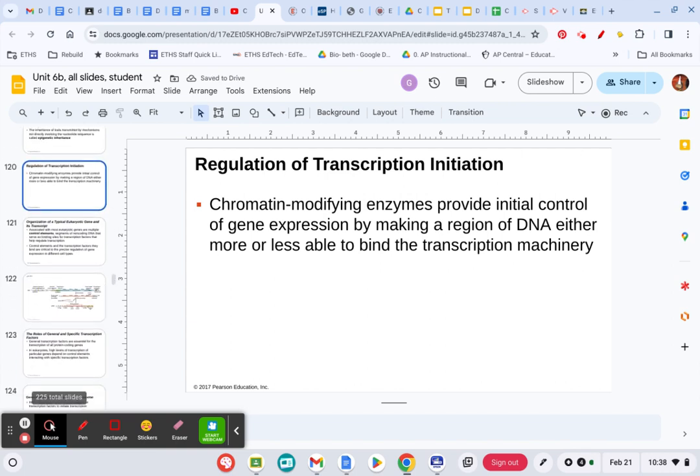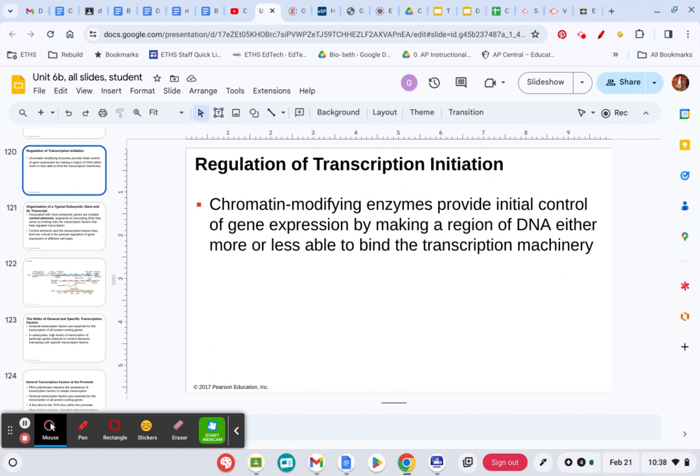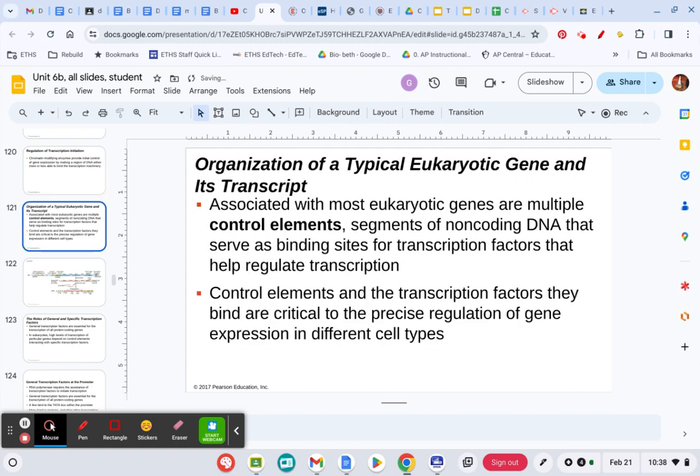Let's see. Already talked about that. Associated with eukaryotic genes are multiple control elements, or segments of non-coding DNA that serve as binding sites for transcription factors that help regulate transcription. So these are those transcription factors that I had you drawing in your picture.